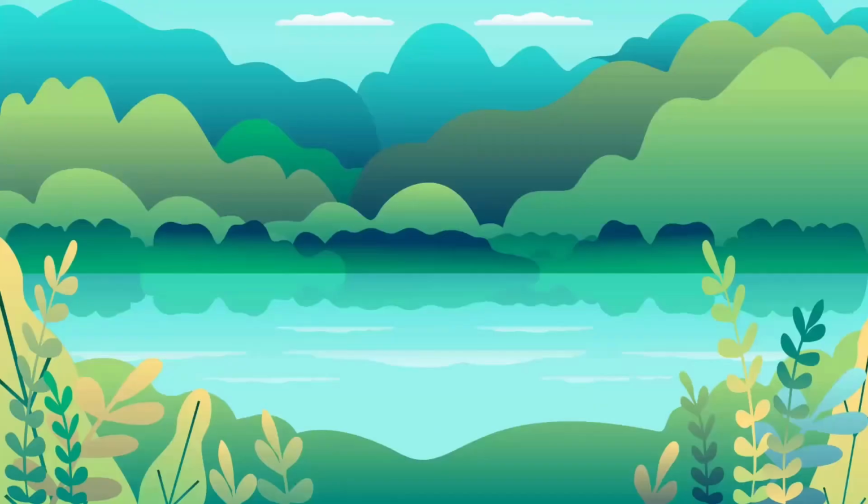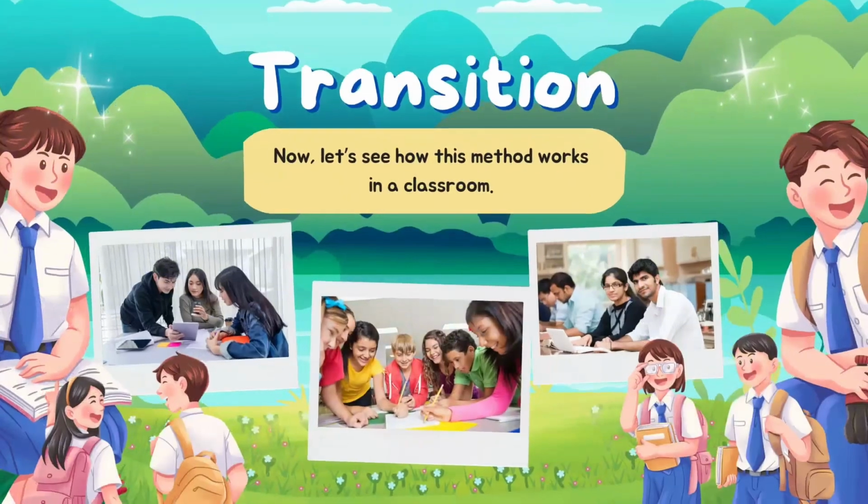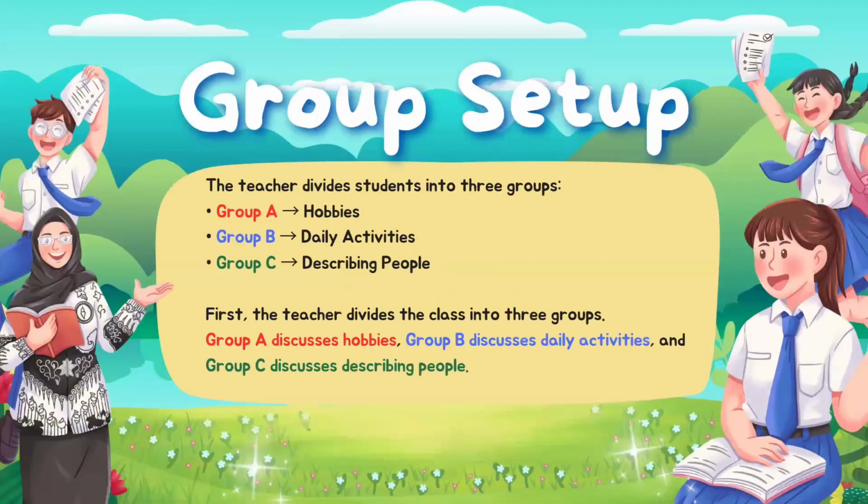Now let's see how this method works in a classroom. We can see the simulation part. I will take group A, group B, and group C. First, the teacher divides the class into three groups. Like I said before, there are Group A, Group B, and Group C.